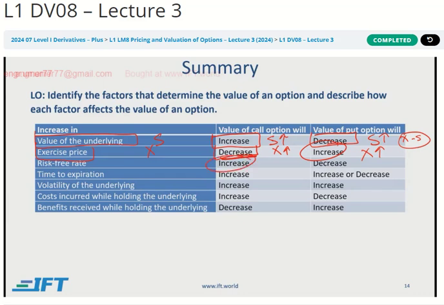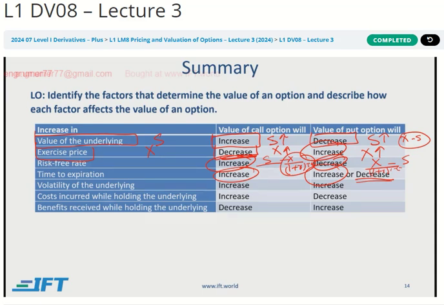The risk-free rate increases the value of a call option, since it will reduce this second part, and that will increase the value. For a put option, unfortunately, it will reduce the first part, therefore it decreases the value of a put option. Time to expiration definitely increases the value for a call option because there is more probability it will go up, and it also increases the value of a put option unless the put option is deep in the money and the risk-free rate is high.